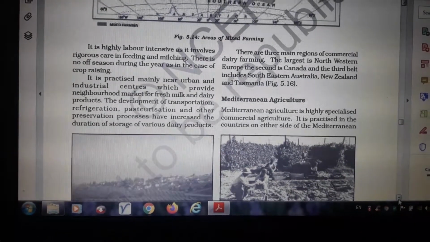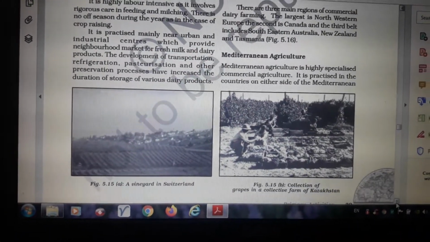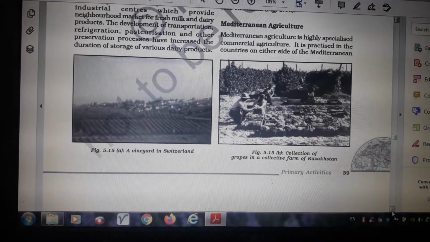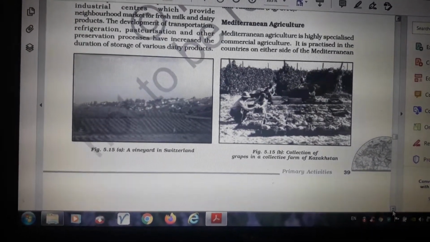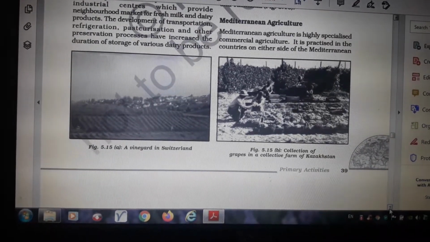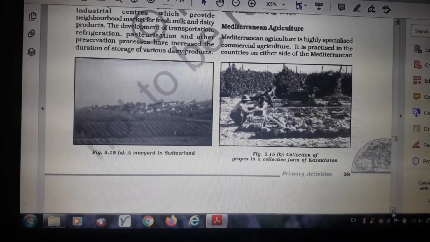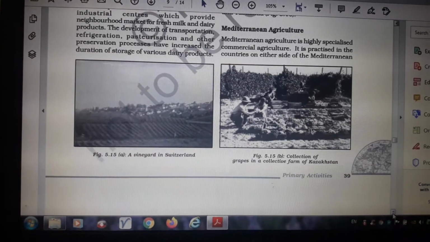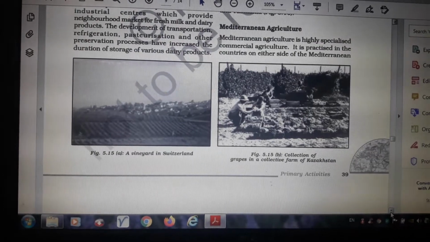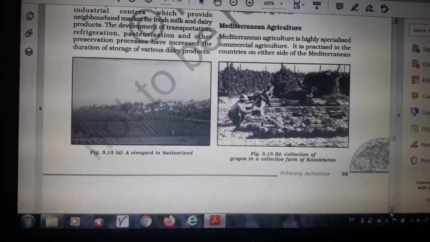Next, coming to Mediterranean agriculture. Mediterranean agriculture is more common in the southern part of Europe along the Mediterranean Sea, that is Spain, France and Italy. Some parts of North America, that is California, some parts of Australia and New Zealand, and some parts of South Africa, it is also common.